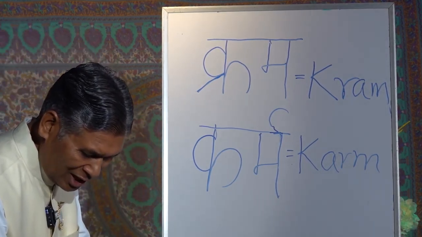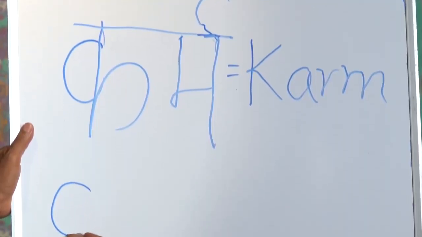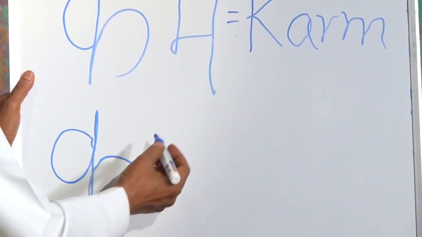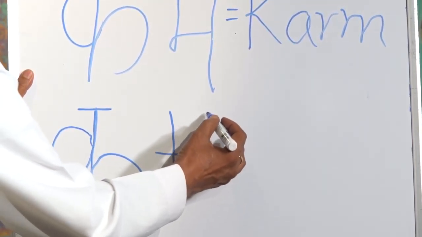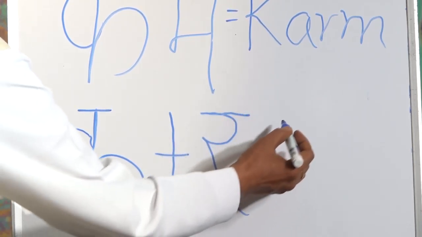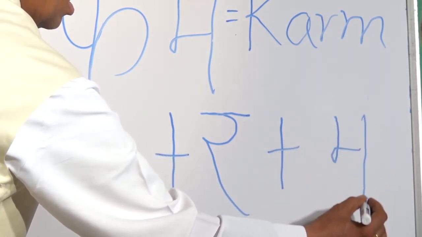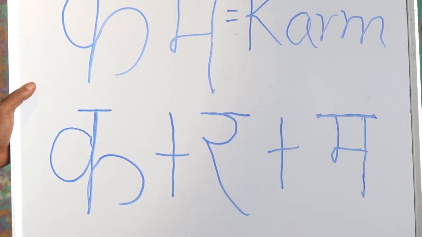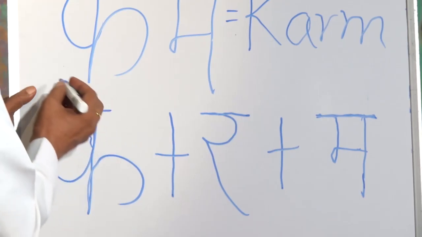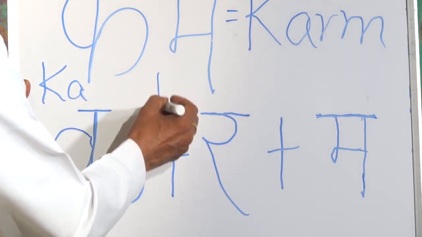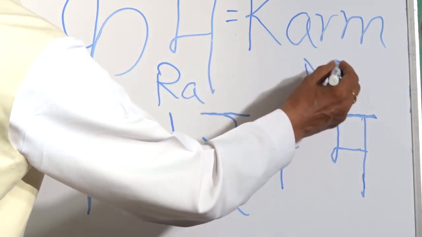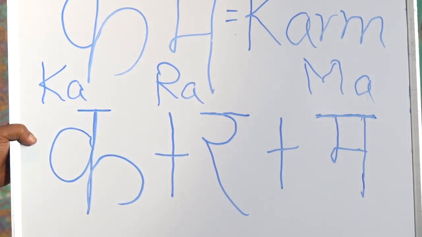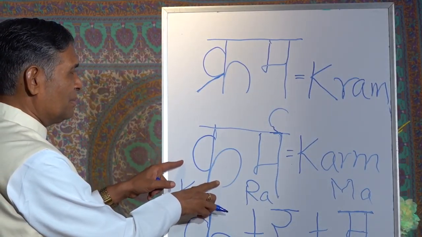And one thing more. Very good. Look here. If you write ka, plus you write the complete letter ra, and plus you write ma. How will you pronounce this one? Can you understand? Ka is complete, ra is complete, and ma is complete. So what will be the pronunciation? Can you read, sister? Karam, karam. It is karam, it is karm, it is kram.